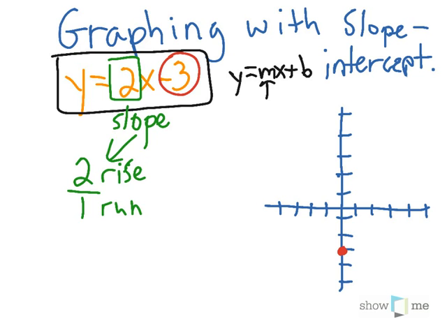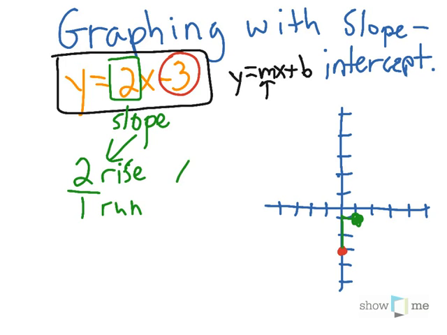So if my slope is 2 over 1, I'm going to start at my red dot down here, and I'm going to go up 2 units right there, and then I'm going to go over 1. Now you might say, which way should I go? And here's my short answer to that. Put a point right there that you can see.